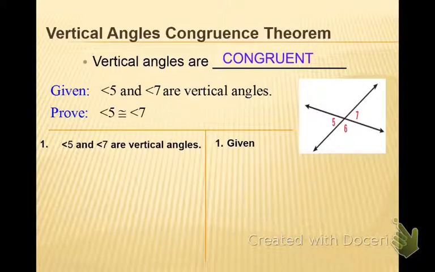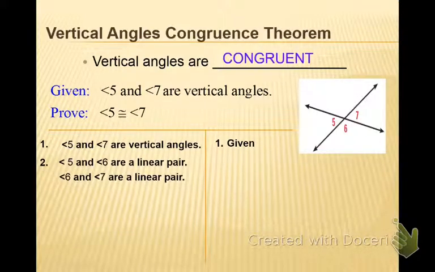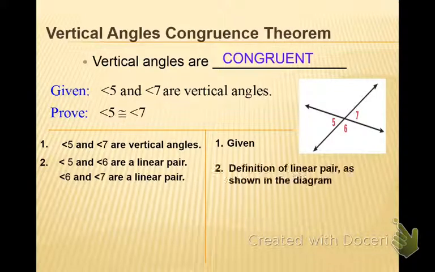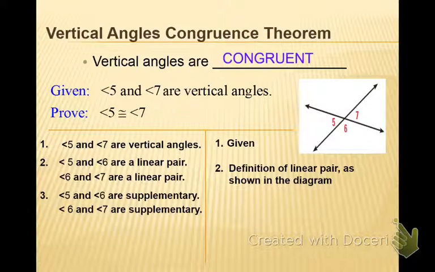Okay, now 5 and 6 are a linear pair. So are angles 7 and 6. They're a linear pair as well. That's just the definition of a linear pair, and they're shown in the diagram here. Now, if they're a linear pair, that means angle 5 and angle 6 are supplementary. Angle 7 and angle 6 are also supplementary. That's from the linear pair postulate that we just saw.